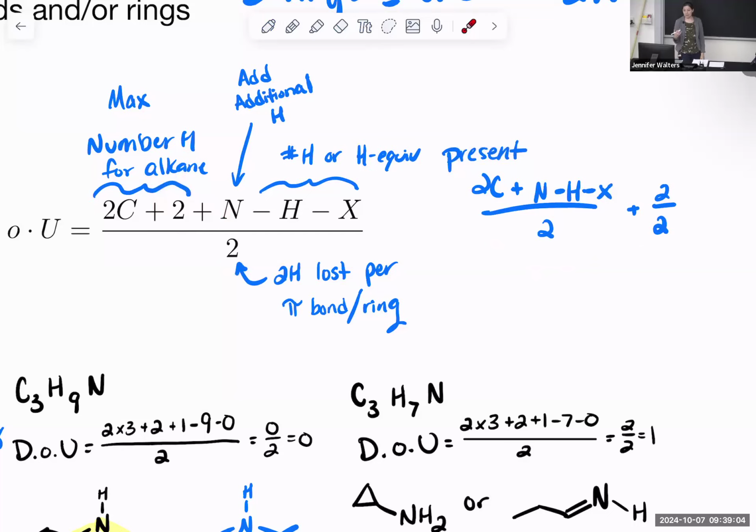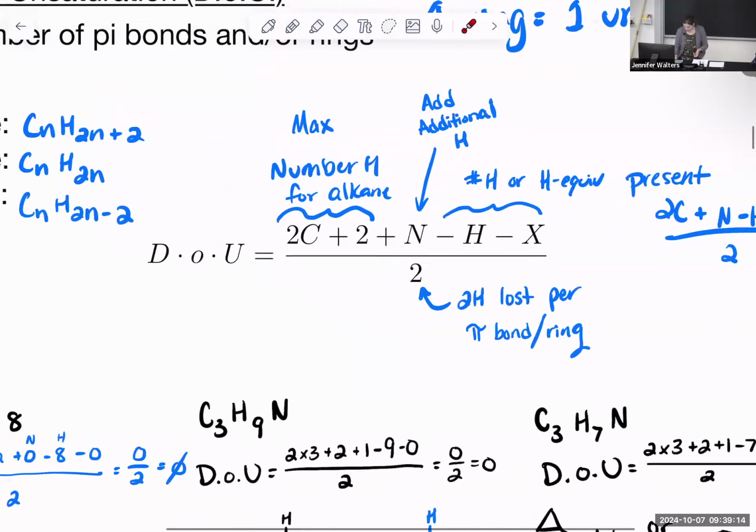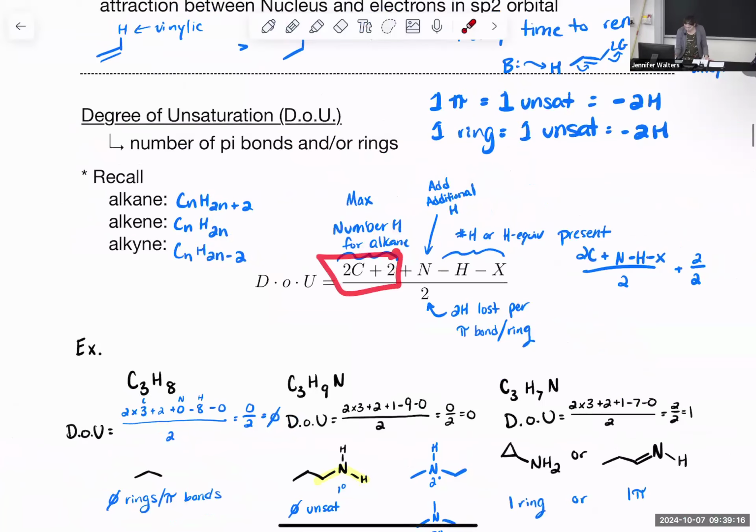So I personally don't like that they do that formula because I think it's more confusing as to where that formula comes from. It's an algebraic manipulation of my original maximum number of hydrogens, the 2n plus 2, the thing you already had to have memorized. Just adding a nitrogen minus hydrogen minus halogen gets you the same formula.